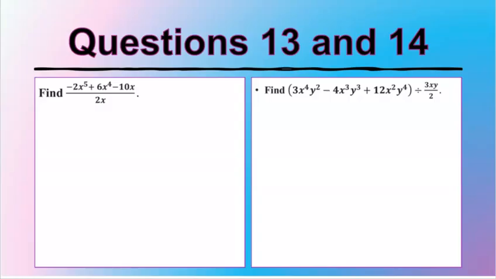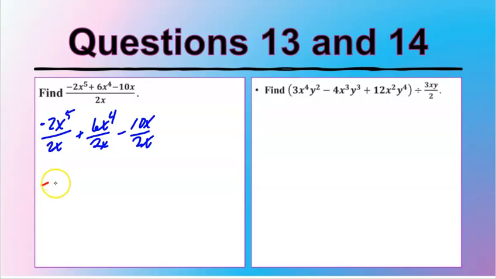Our last two questions, question 13 and 14, we are dividing with polynomials. So this first one, I have negative 2x to the fifth divided by 2x, plus 6x to the fourth divided by 2x, minus 10x divided by 2x. And I can simplify from there. This will give us a negative 1 x to the fourth. Remember, when you divide like bases, you subtract the exponents. Plus 6 divided by 2 is 3. X to the fourth divided by x is x cubed. Minus 10x divided by 2x is 5.